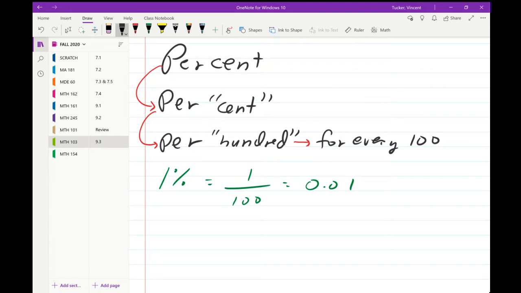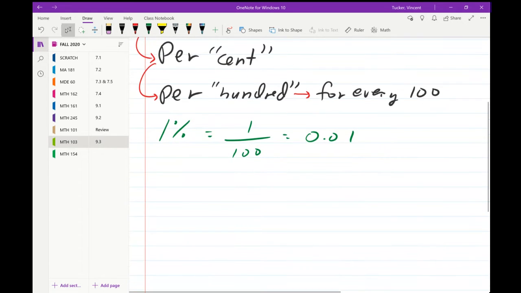All right, so percent, if you break it down, is per and cent, and cent is the prefix for 100, so that's per 100. So percent means for every 100. So your percent sign, 1% is represented by 1 over 100, or 0.01. It's the value of a percent.